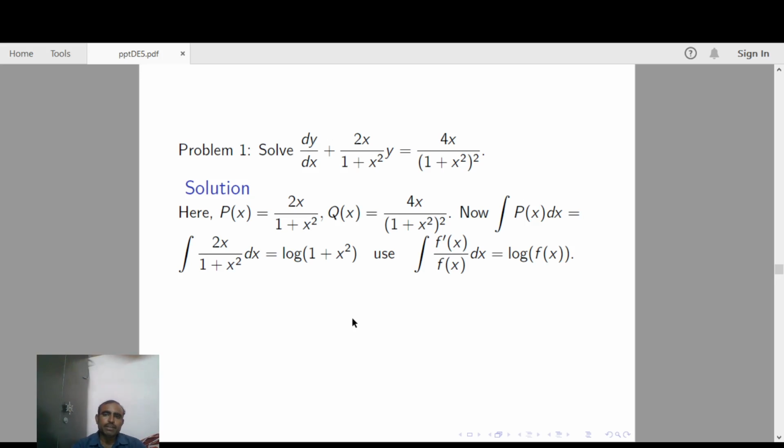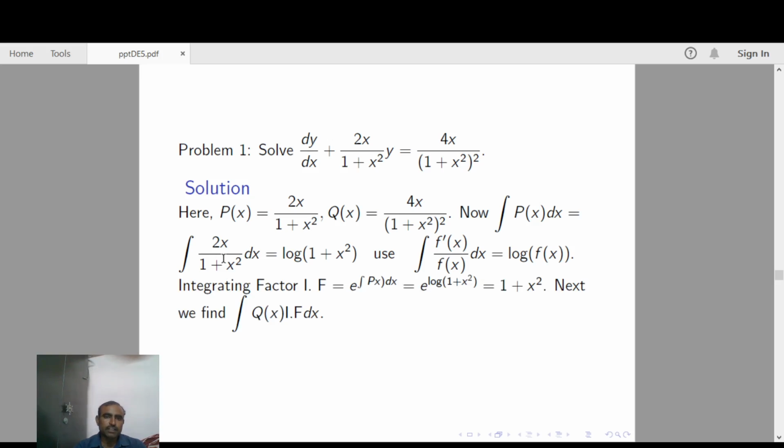Now find integral p of x dx. Integral p of x dx is equal to integral 2x by 1 plus x square dx, that is equal to log of 1 plus x square. This is in the form of f dash x by f of x. So you get integral p of x dx is equal to log of 1 plus x square. Now find the integrating factor. I.F. is equal to e power integral p of x dx, that is equal to e power log 1 plus x square. We know that e power log x is x, so we get 1 plus x square. So the integrating factor I.F. is equal to 1 plus x square.